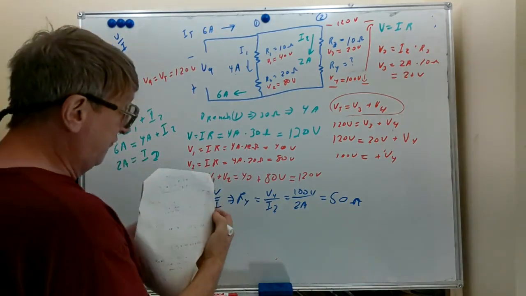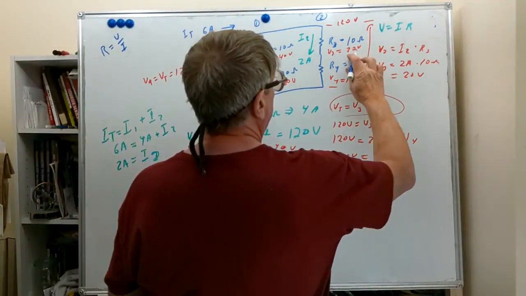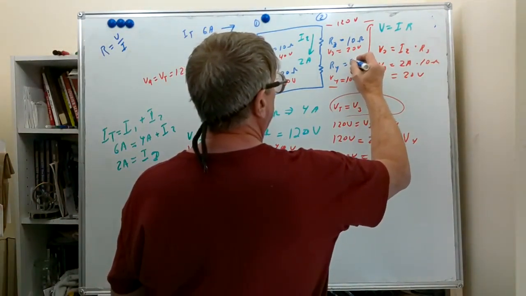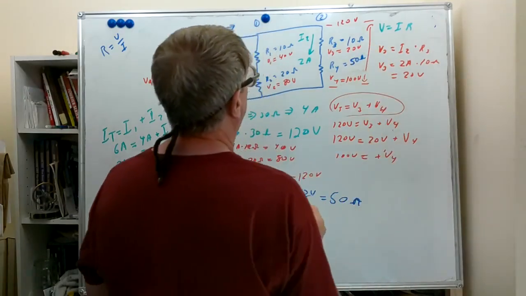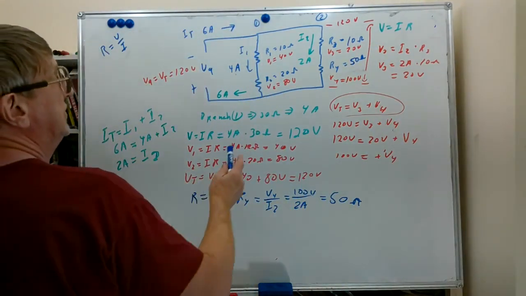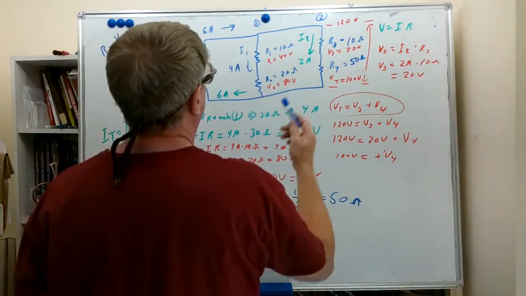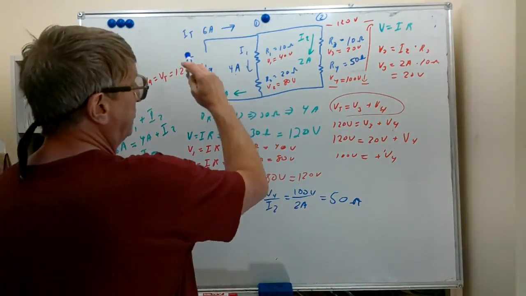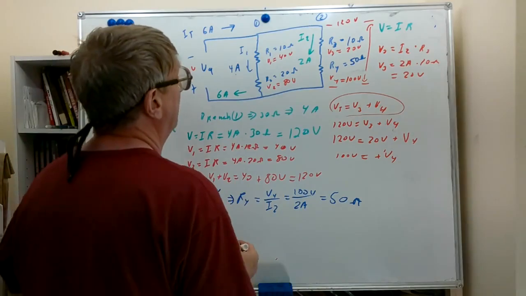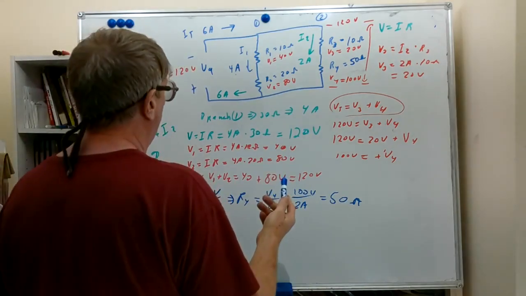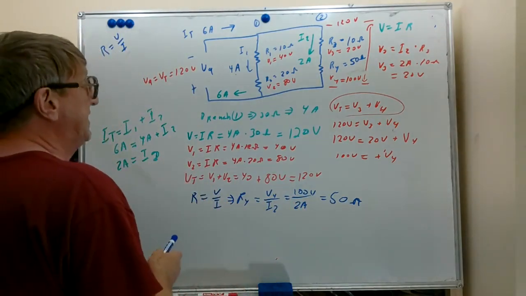So now we've fully solved that circuit. I'm going to erase this question mark, put 50 ohms here. So now we know all the resistors. 3 of them were given to us, we solved that one. We know all the currents, 2 of them were given to us, we solved that one. We know all the voltages, and we were able to get these two ways.